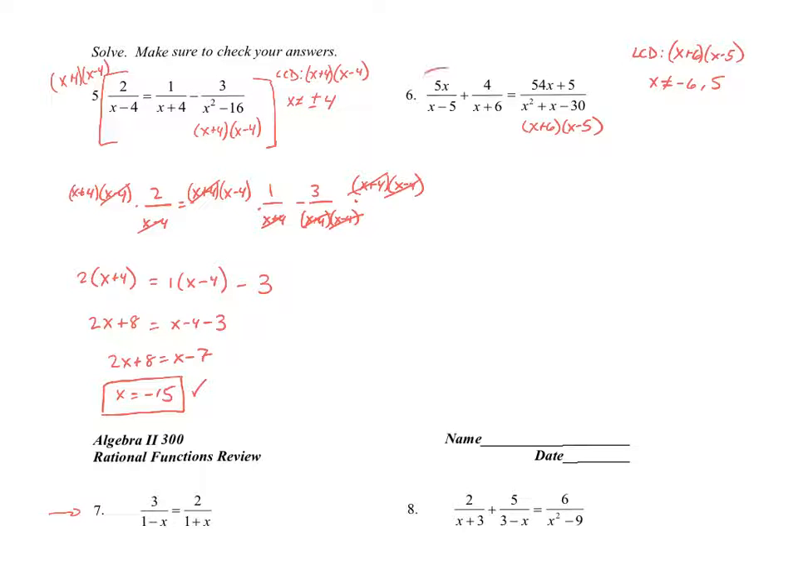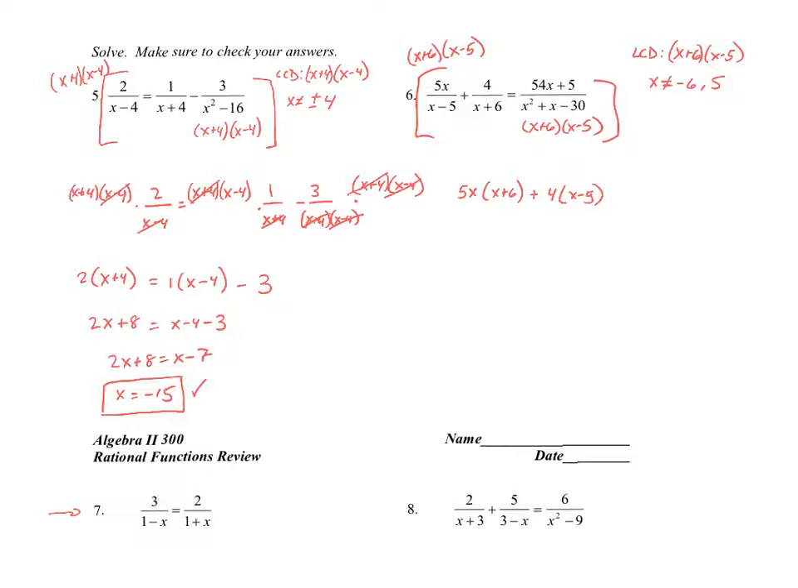I'm going to multiply the entire equation by that LCD of x plus 6 times x minus 5. So if I distribute that in the first fraction, I can cancel out the x minus 5's, so I'm left with 5x times x plus 6. In the middle fraction, I can cancel out the x plus 6's, so I'm left with 4 times x minus 5.